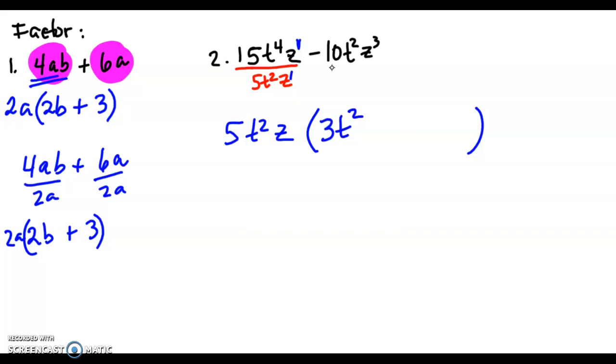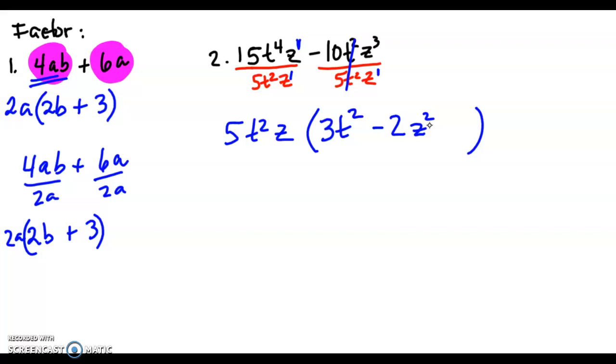Let's do the same reasoning now for the second term. Divide it by our greatest common factor. And negative 10 divided by 5, we'll be left with negative 2. This is going to cancel, it's the same. Here, we've got z to the 1. When we divide exponents, we subtract them. So we're going to have z to the power of 2 left over.